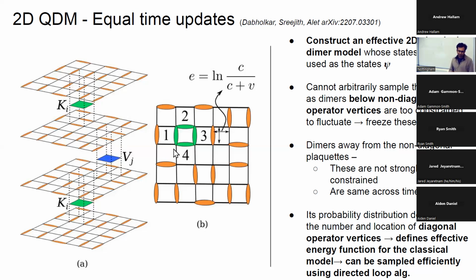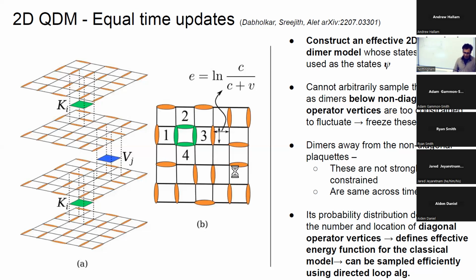So to resolve that, what we did is just freeze the dimers around any non-diagonal plaquette. So in here, I have non-diagonal plaquettes marked as green and diagonal plaquettes marked as blue. Wherever I see non-diagonal plaquettes in any of the time slices, I freeze the dimer configuration there. And I allow a directed loop update anywhere else.